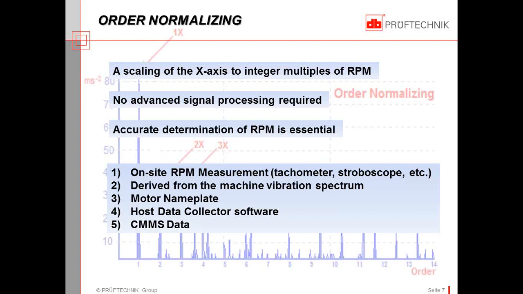The second method would be deriving the RPM from the spectrum. And of course, it's usually the fundamental, the rotational speed is usually the first peak in the spectrum. Now, I have to qualify that because, of course, with belt-driven equipment, often the load, the driven shaft, is running at a slower speed than the motor RPM.